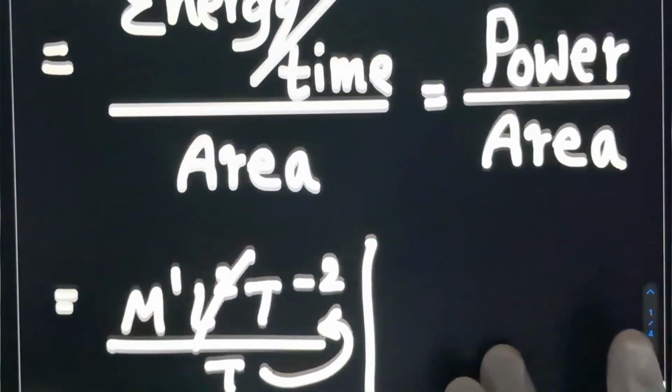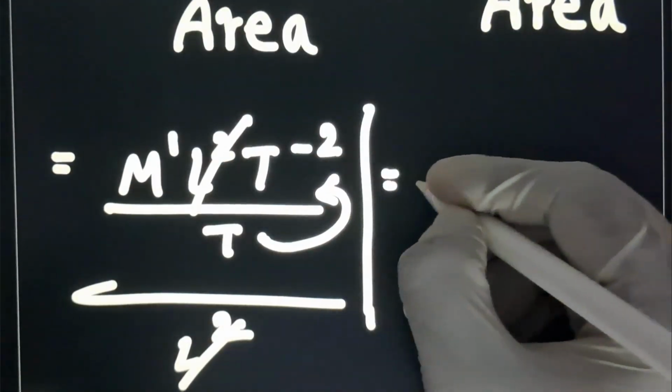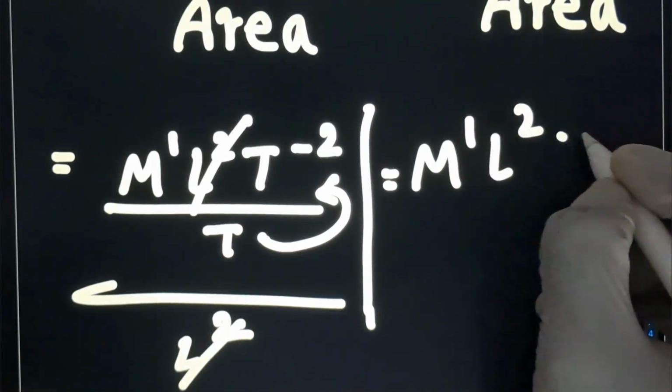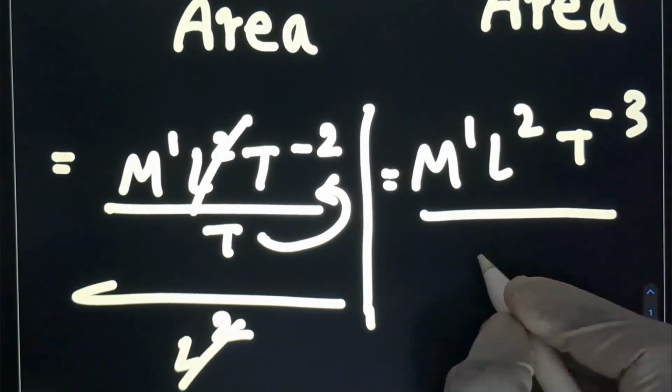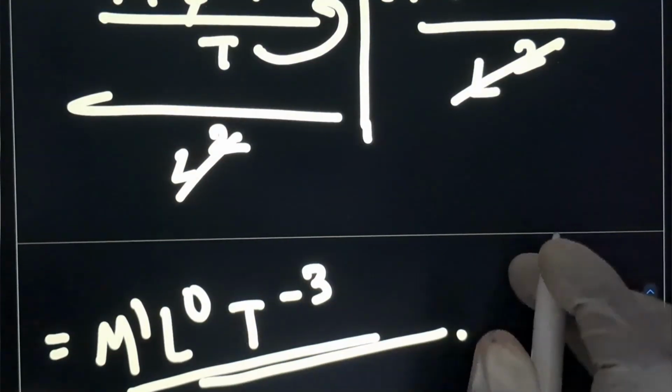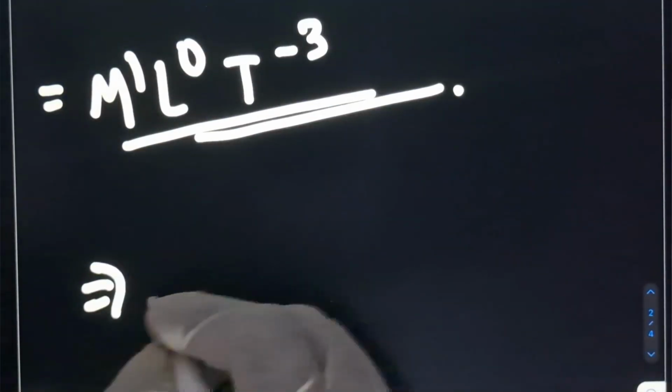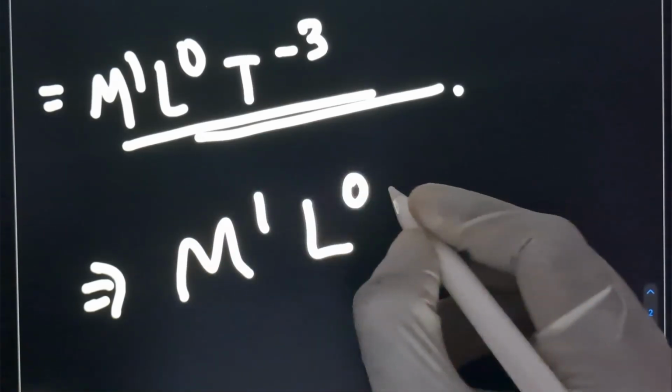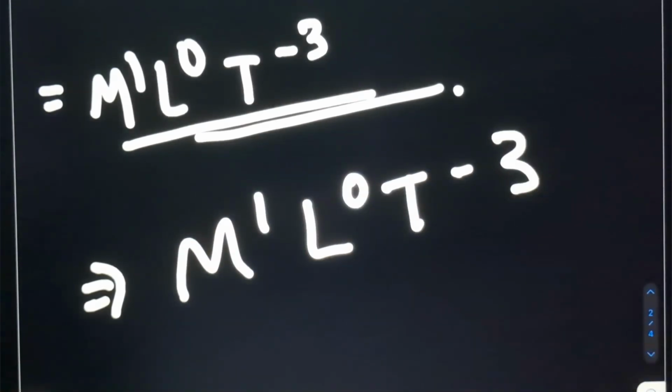Or, if you know the dimensional formula of power directly, you can use it: M^1 L^2 T^-3 by area L^2. L^2 gets cancelled, and we get the same dimensional formula. So it is M^1 L^0 T^-3, the intensity of wave.